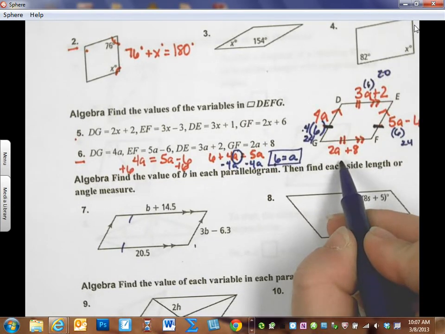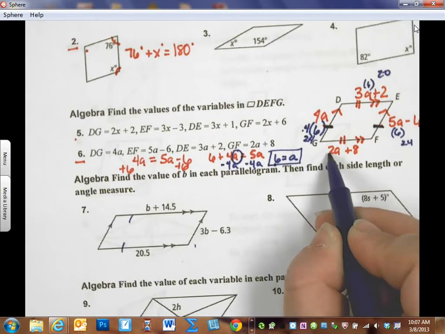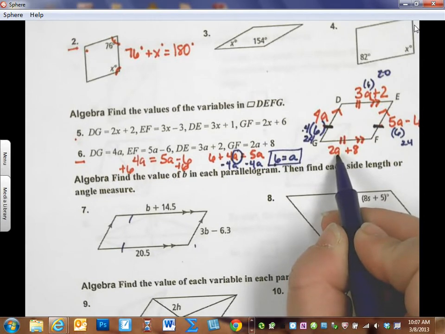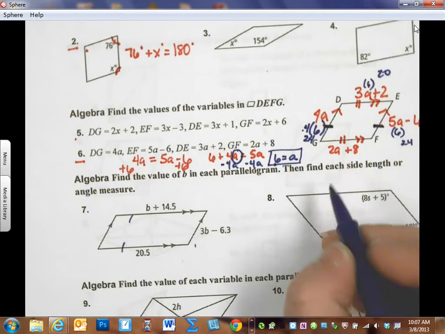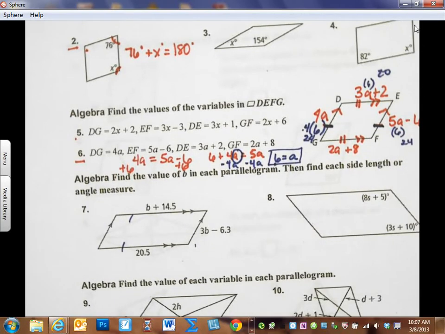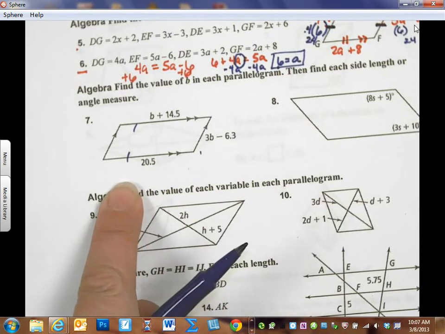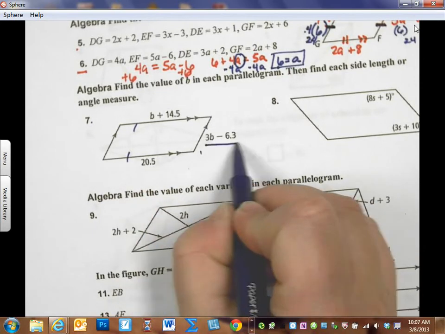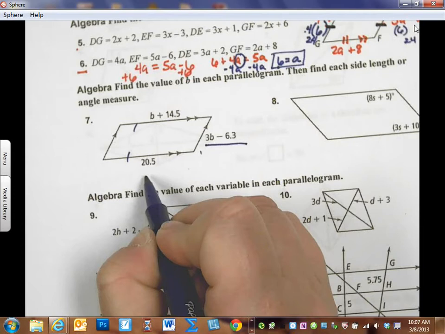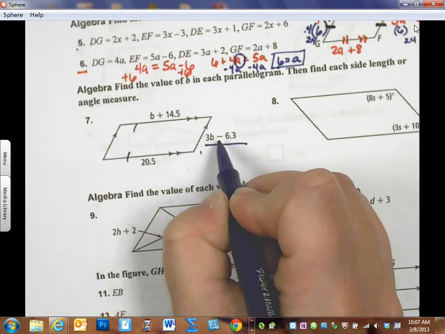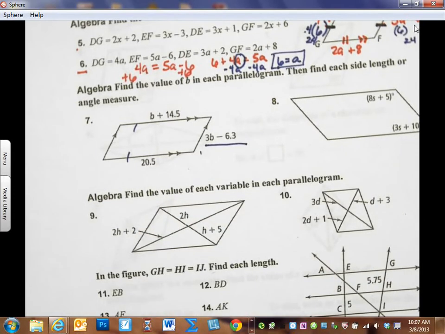I hope this is 20. If we did it right, it would come out as 20. So 2 times 6 is 12. 12 plus 8 is 20. So we know we did the math right if it all comes out the same. Same kind of thing down here for 7, but to find this side, once you find out what b equals, you're going to substitute b in. b plus 14.5 equals.